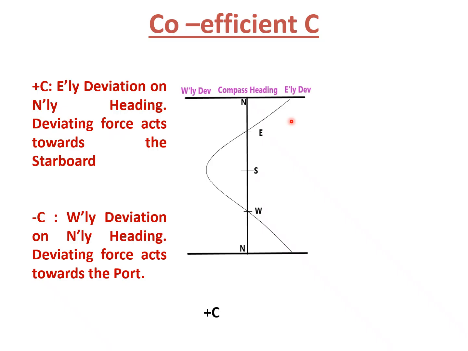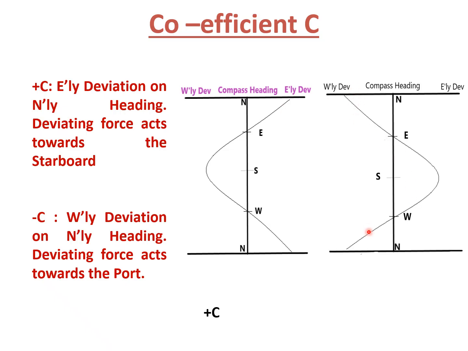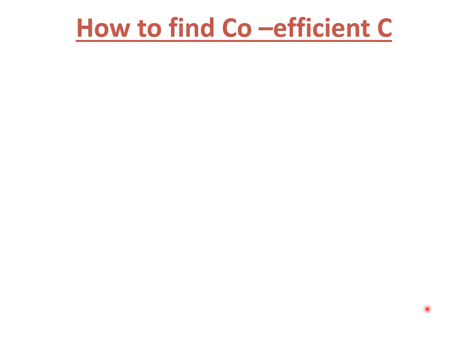Minus C will occur when westerly deviation occurs on northerly heading, right? And the deviating force will act towards the port side, right? That time we call it minus C, and for minus C we'll have this type of curve. Here we can see that we have westerly deviation on northerly heading, right? And this type of curve we call the minus C curve, and the ship which is having this type of curve we call a minus C ship.